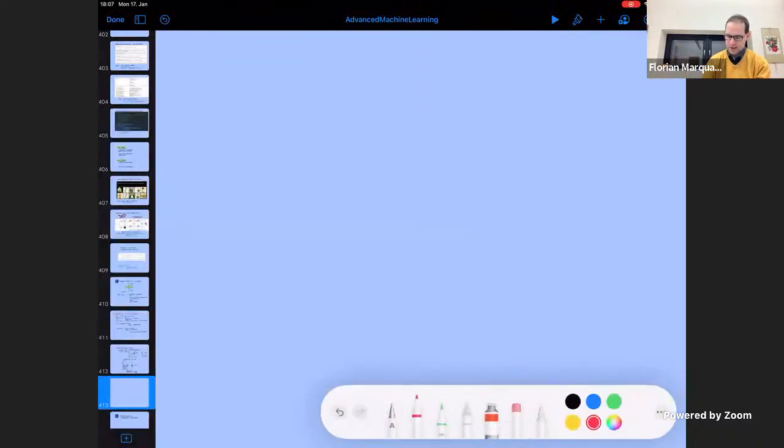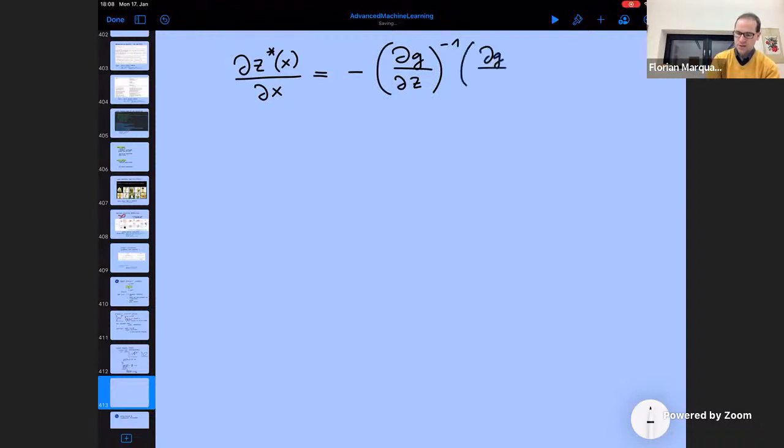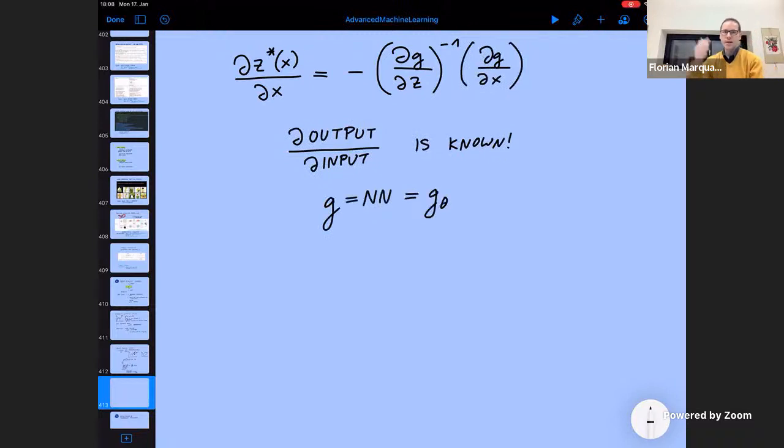And this is exactly the main idea behind using an implicit layer in such a neural network pipeline. So if we do this, we find the following. The derivative of the solution of this equation is the inverse of the derivative of the function g that defines my equation versus z, times dg over dx. And so now that means, in short, the derivative of the output, z star, versus the input is known, at least in principle. And in practice, if G is a neural network, so is parameterized by arbitrarily many parameters theta, then you can use any of your standard automatic differentiation networks to calculate both these derivatives, dg over dx and dg over dz, because these are just two pieces of the input.